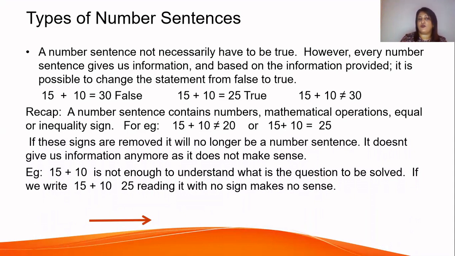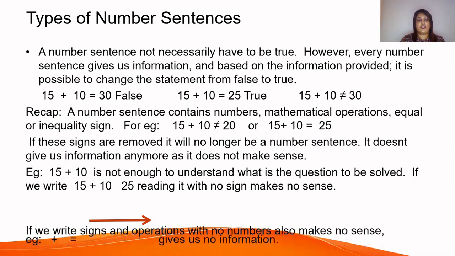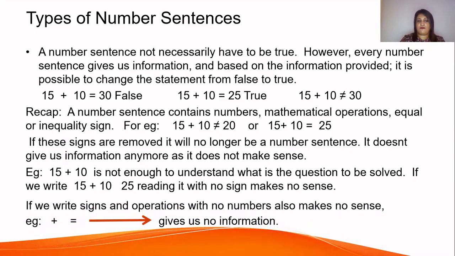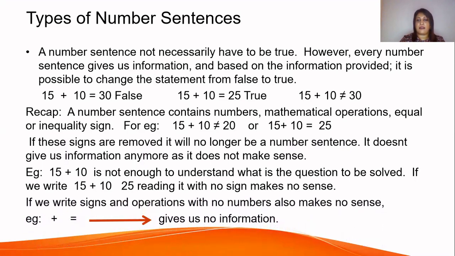For example, I don't have an equal to sign, or an unequal to sign, or a greater than sign, or less than sign. So 15 plus 10, 25 makes no sense to me. I can't gather any information from that. But if I write signs and operations with my group of numbers, it makes sense to me.